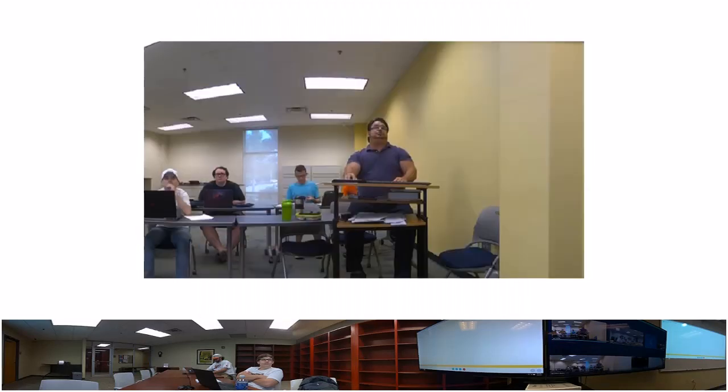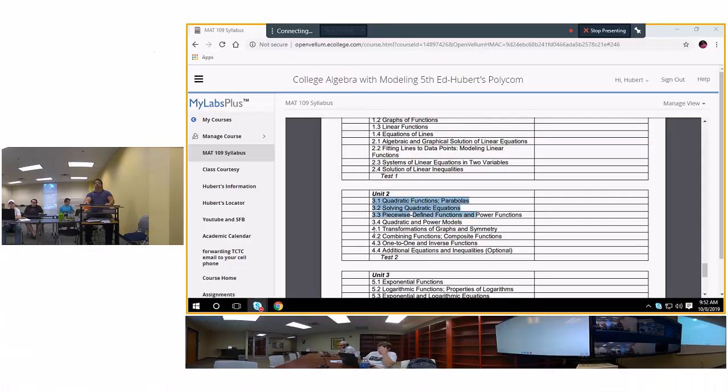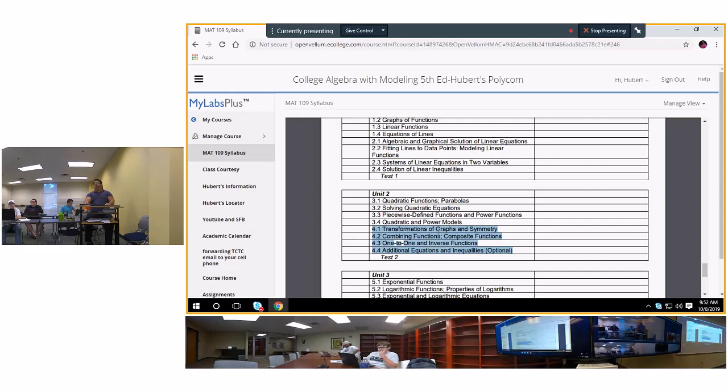You're going to have two Unit 2 tests. One will be on Chapter 3. The other will be on Chapter 4. And you're going to know a good bit of Chapter 4 because that's your vertical and horizontal shifts, which we have been going over for the last 2 or 3 weeks. So a lot of Chapter 4 is calculator and stuff that you already know.